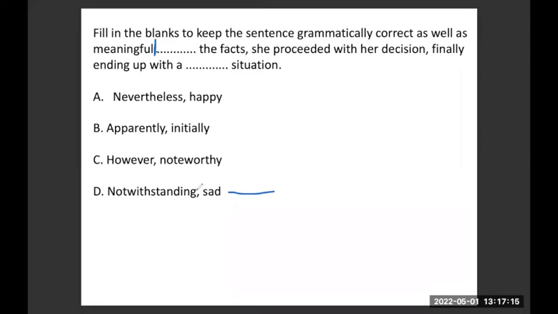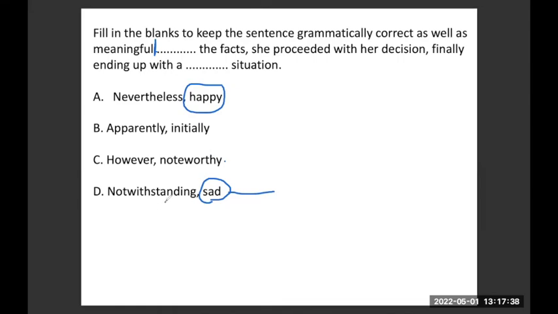Somebody proceeded with the decision and finally ended up with a sad situation. So sad is something which can happen. It can be happy also. So sad and happy from the options, or even noteworthy, are the ones which can happen, which can be placed anywhere.